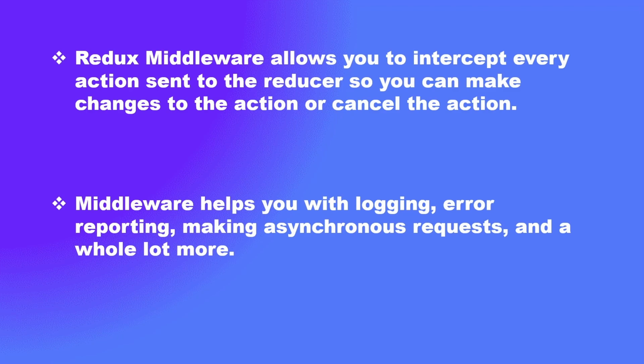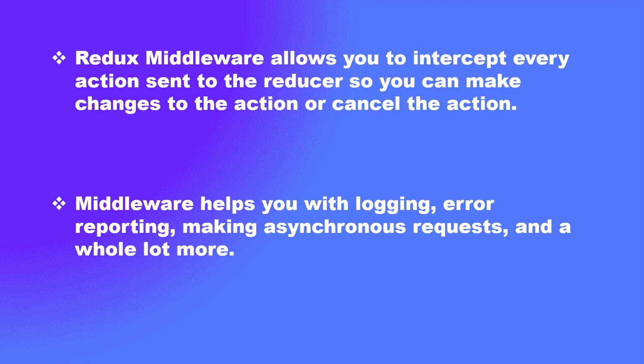The simple explanation for middleware is: after dispatching, the action will reach the reducer, so we can intercept the action before it reaches the reducer, and we can log the values, generate the error report, and make the asynchronous API request. So we can make our custom feature using middleware.